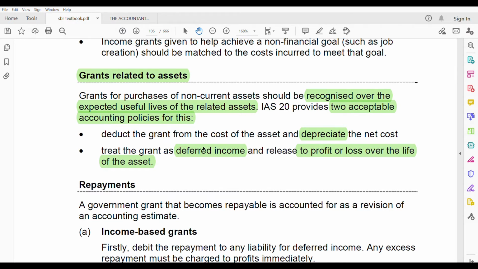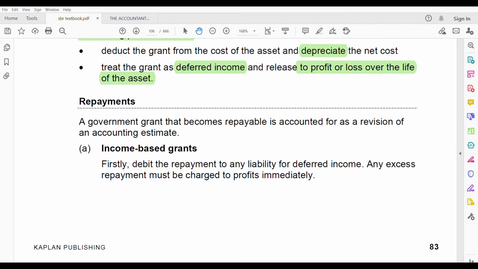Repayments. How do you account if you have repaid those grants? You have repaid the government back. A government grant that becomes repayable is accounted for as a revision of an accounting estimate. When the grant becomes repayable, it is accounted for as a revision of an accounting estimate.